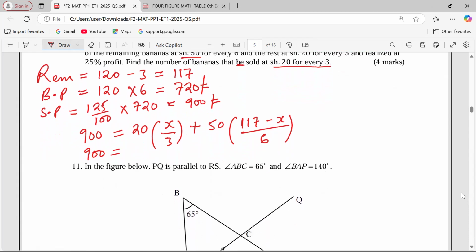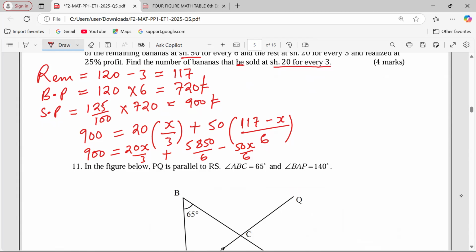900 equals 20x over 3 plus, when we multiply 50 by 117, we will get 5850 over 6 minus 50x over 6.